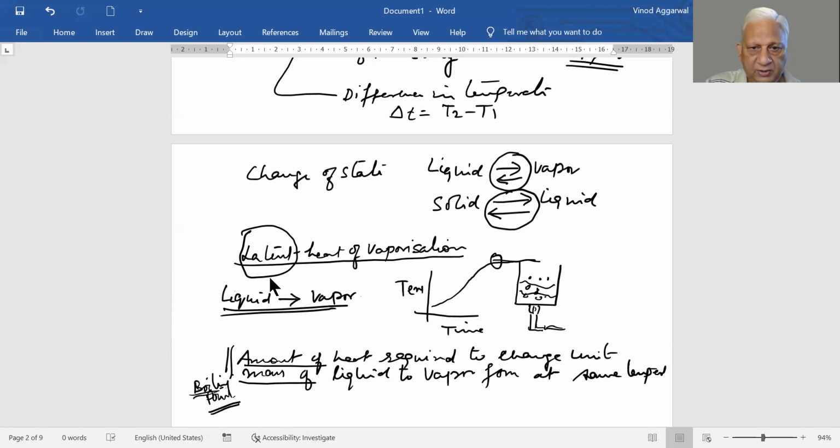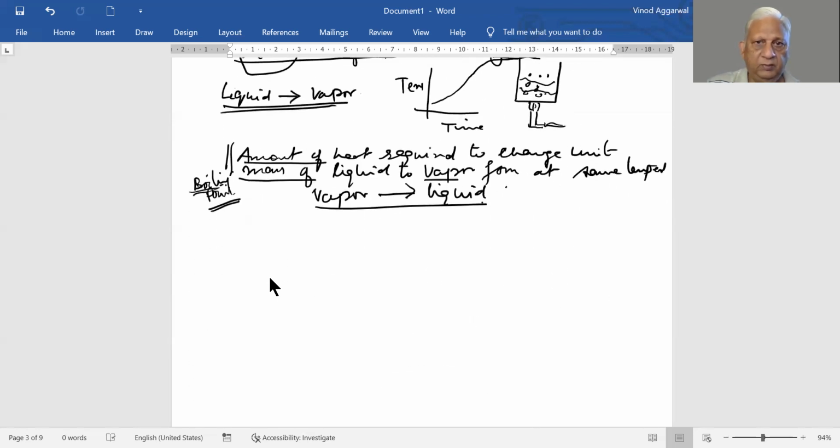Similarly, in a reverse process, vapor can condense to liquid form. Again, heat will be released without any change in temperature for a while. Now, what if solid converts to liquid? We call this latent heat of fusion.